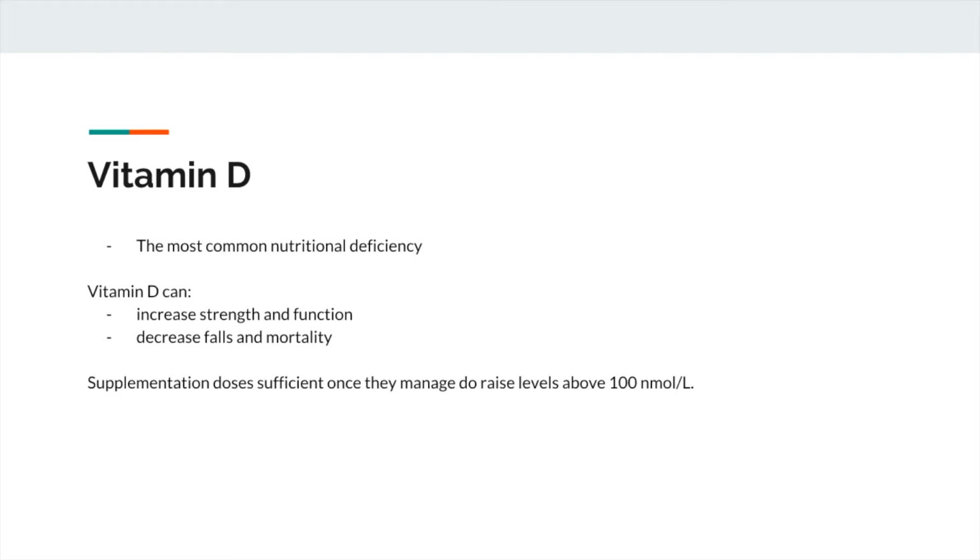Vitamin D deficiency is the most common nutritional deficiency in the elderly, regardless of their race and ethnicity. Low levels of vitamin D are correlated with low muscle strength. A sufficient amount of vitamin D is known to increase strength and function and decrease falls and mortality. The supplementation doses are considered sufficient once they manage to raise levels above 100 nanomole per liter.